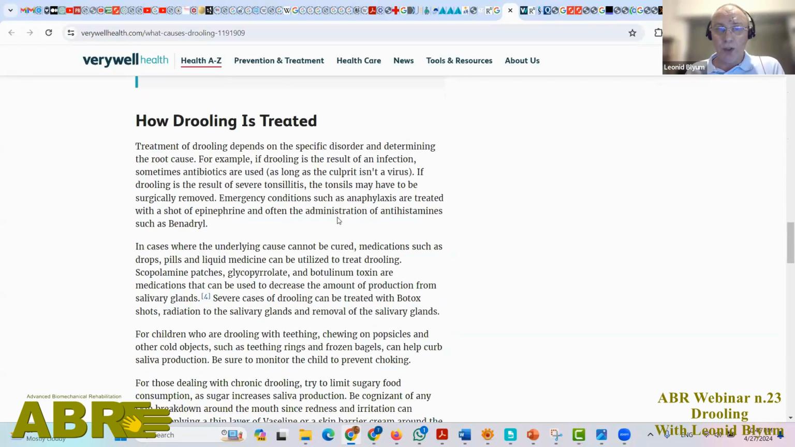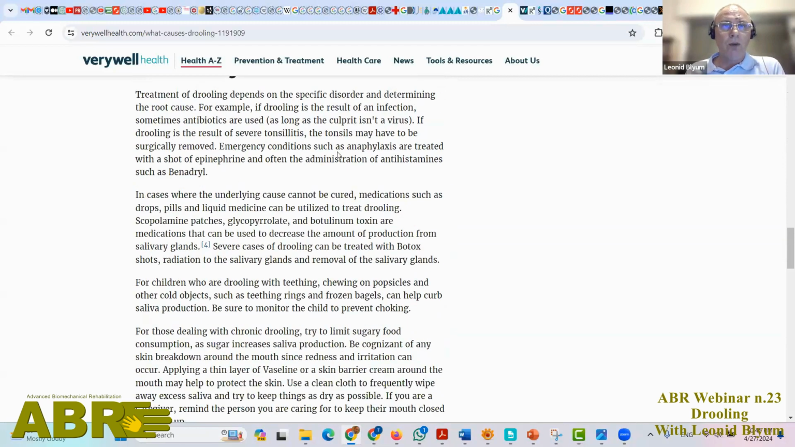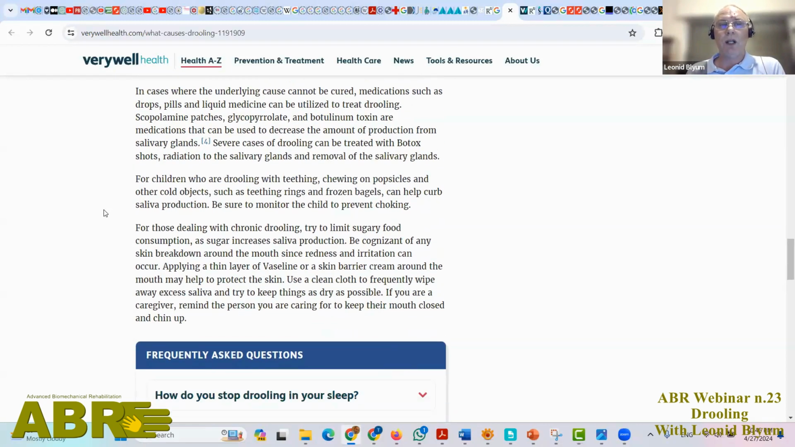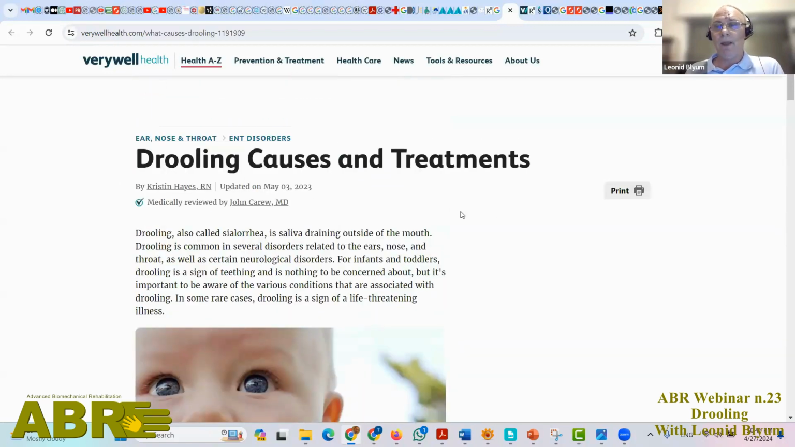Treatment of drooling depends on the specific disorder and determining the root cause. For example, if drooling is a result of infection, antibiotics are used. And then, if drooling is the result of severe tonsillitis, the tonsils may have to be surgically removed. And in cases where the underlying cause cannot be cured, medications such as drops, pills, and liquid medicine could be utilized to treat drooling. Scopolamine patches, glycopyrrolate, and botulinum toxin are medications that can be used to decrease the amount of production from the salivary glands. Severe cases of drooling can be treated with Botox shots, radiation to the salivary gland, and the removal of the salivary glands altogether. So that's what you see as the therapies which are being offered.